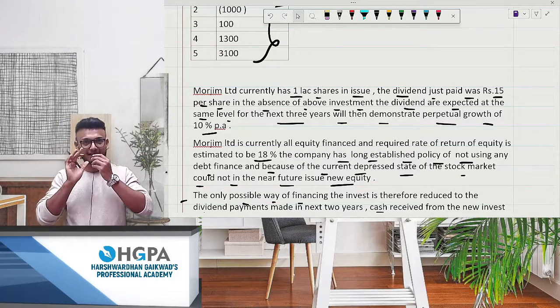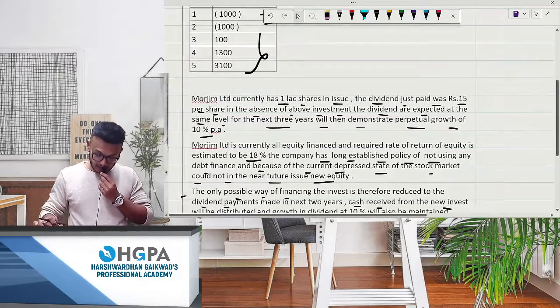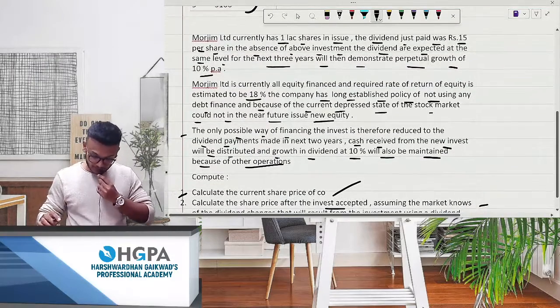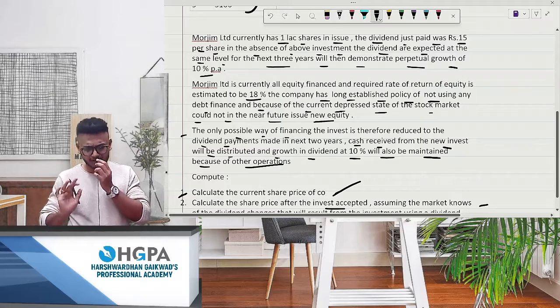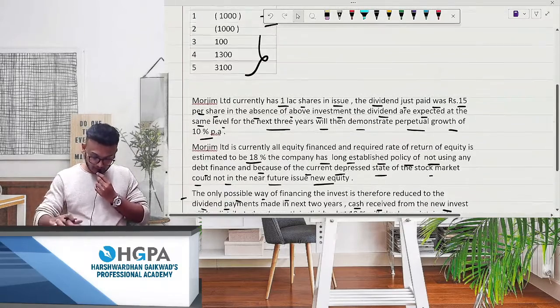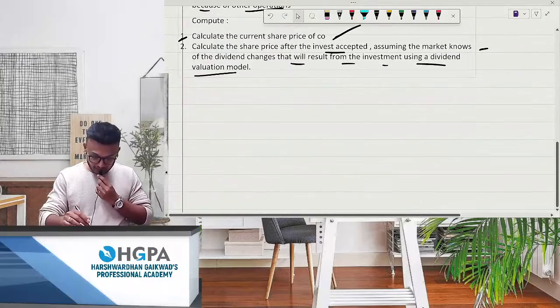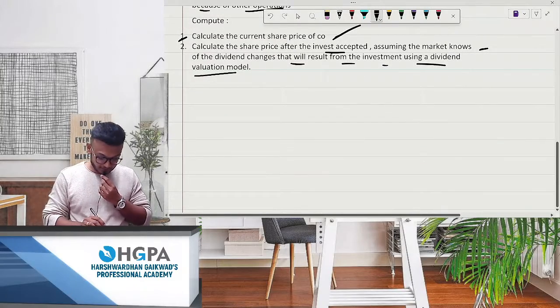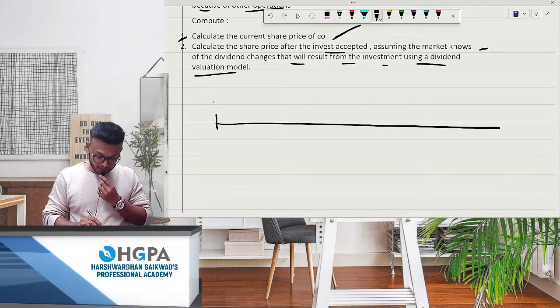Have you at least started doing this? If you're thinking how to do the sum, first we'll do the current value of share. See, listen. First I'll make a timeline. See if you can do this over here.